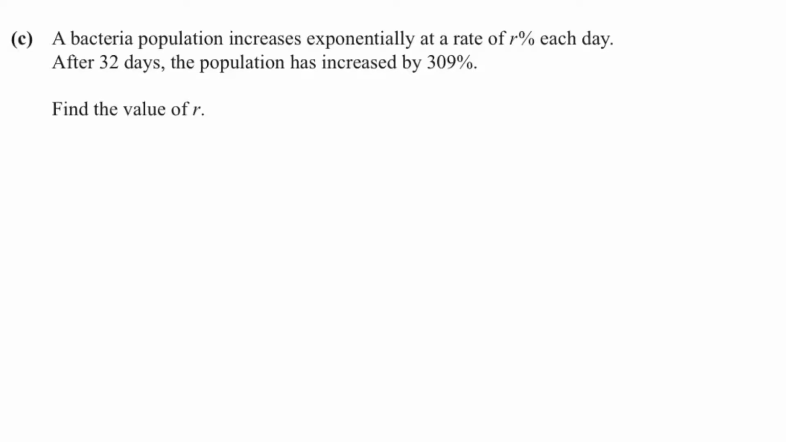Part C. A bacteria population increases exponentially at a rate of R% each day. So the important word here is increases exponentially at a rate of R%. After 32 days, the population has increased by 309%. Find the value of R. We are going to use exactly the same equation which we use in the part B.